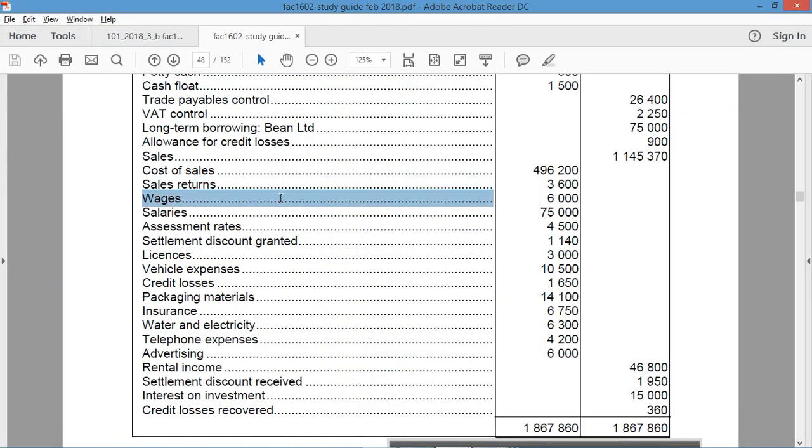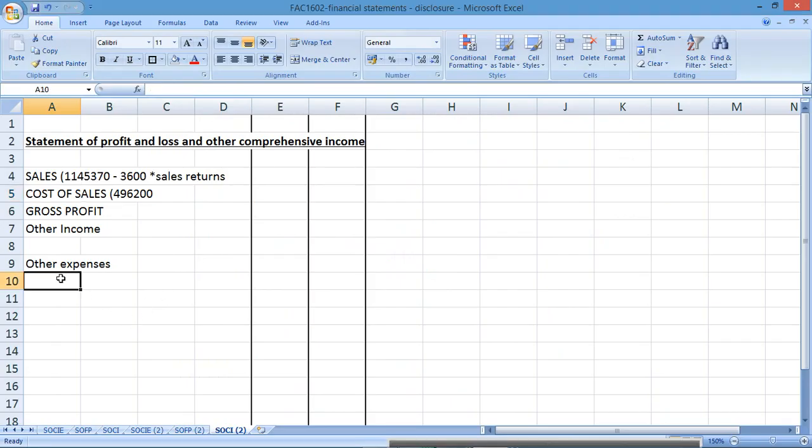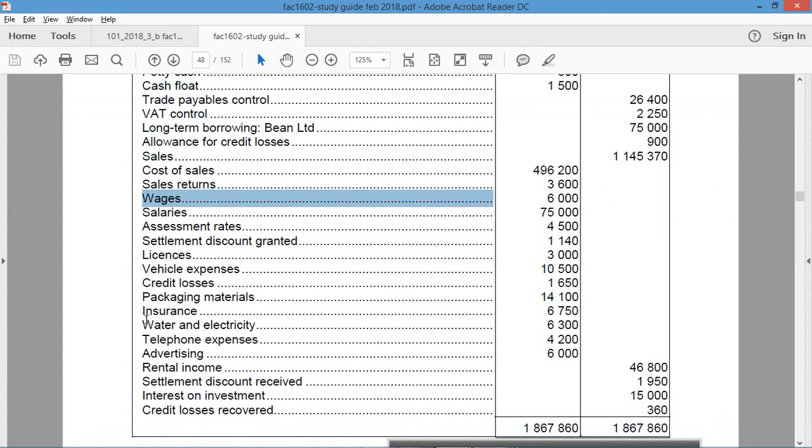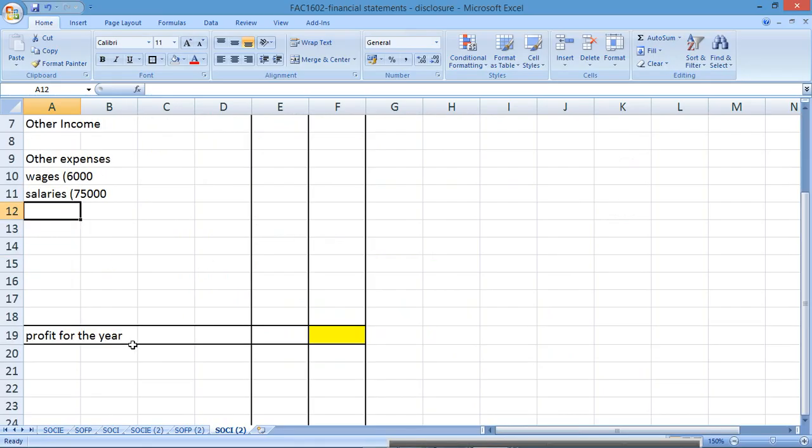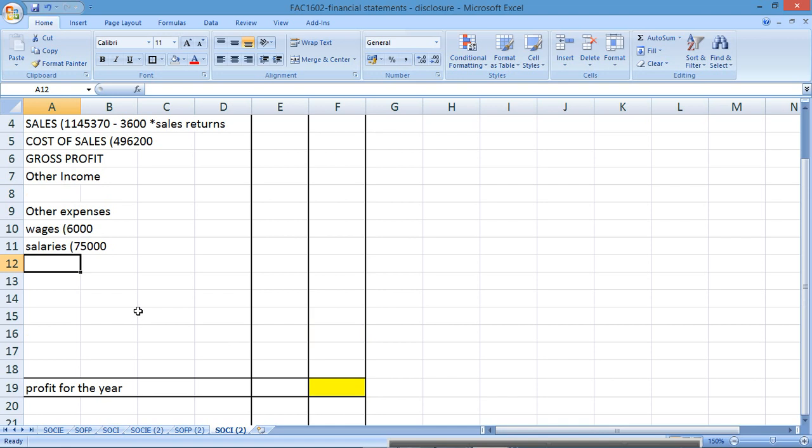Wages, expense, salaries, expense. So where would they go? Other expenses. Yes, okay. 6,075. Assessment rates. Expense. Yes. 4,500. Let's call it rates.